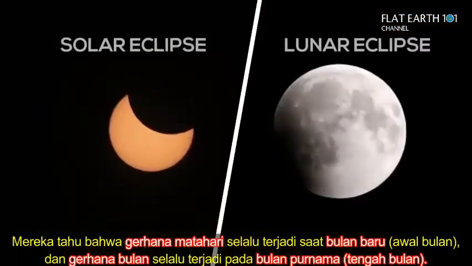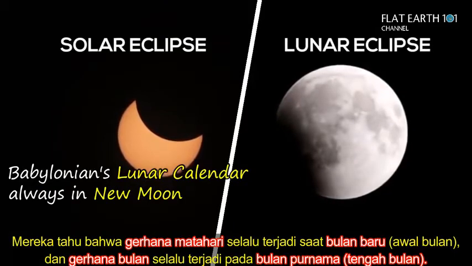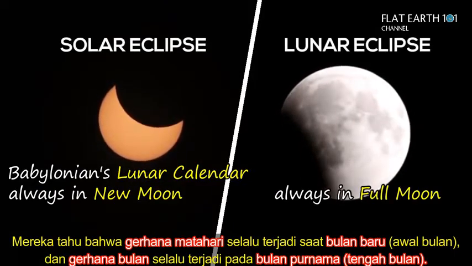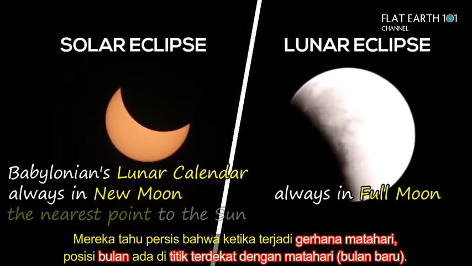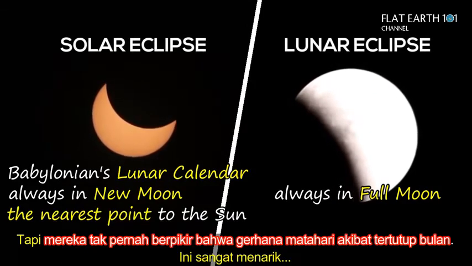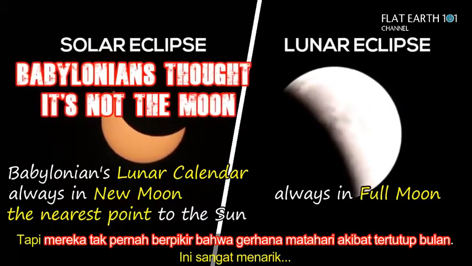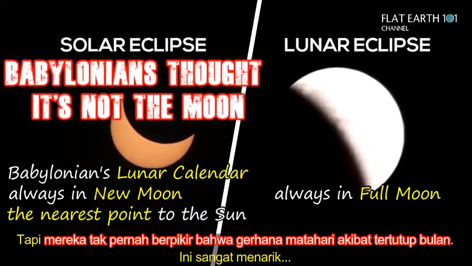They knew that solar eclipses always happen in new moon, and lunar eclipses always happen in full moon. They knew well that during solar eclipses, the moon's position is at the nearest point to the sun. Yet, they never thought it's the moon that eclipsing the sun. This is very interesting.